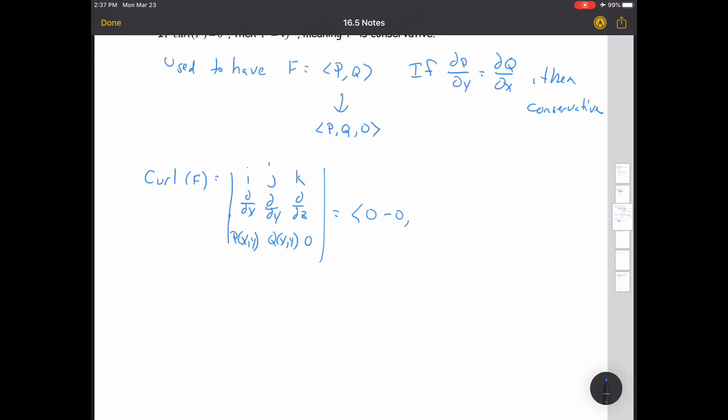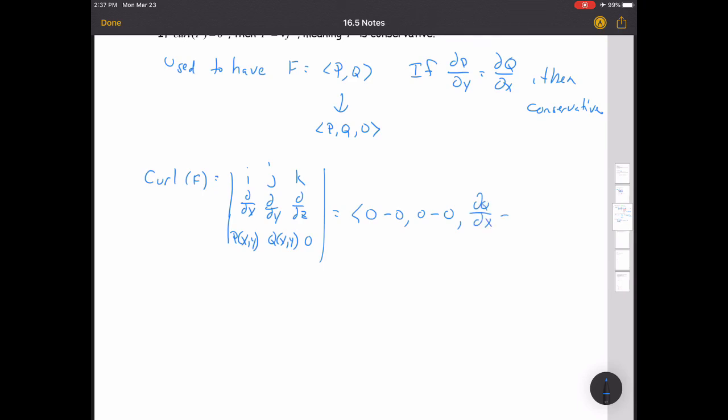Then if you do it with respect to the j part, once again, you're going to get the derivative of 0 with respect to x. That's 0. And then the d/dz of P of xy, once again, there's no z in there, so that's also 0. Change the sign, still 0. And then it's the last part, the k part, that's actually going to give us something. What it's going to give us is the partial derivative with respect to x of Q of xy, which is just dQ dx.